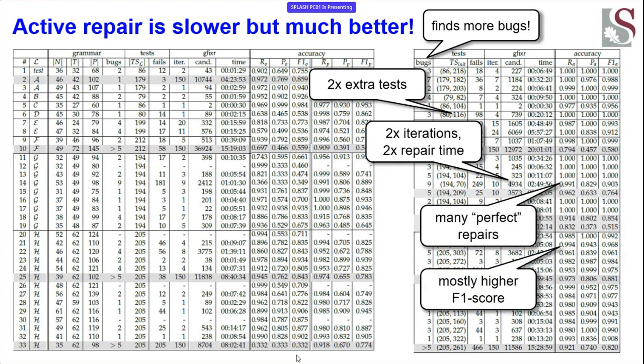In general, we get a higher F1 score in most cases. There are a few cases where the active repair actually loses out. So this is nice. This is probably the first time I've ever given a talk where I could refer back to the future work and have done it. Thank you. If there are any questions, I'm happy to take them.